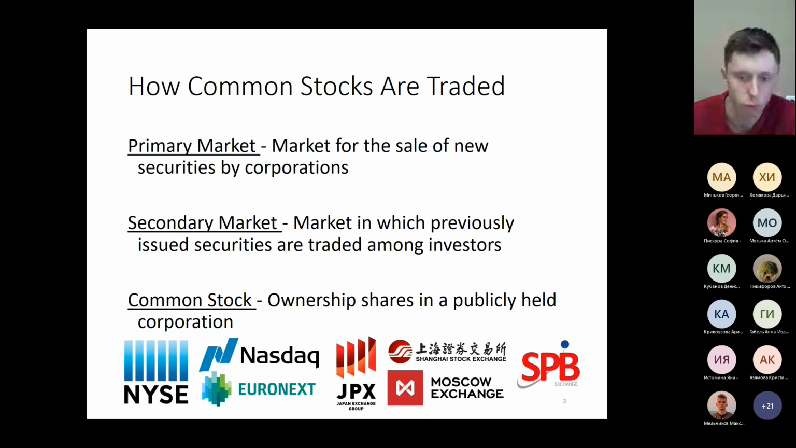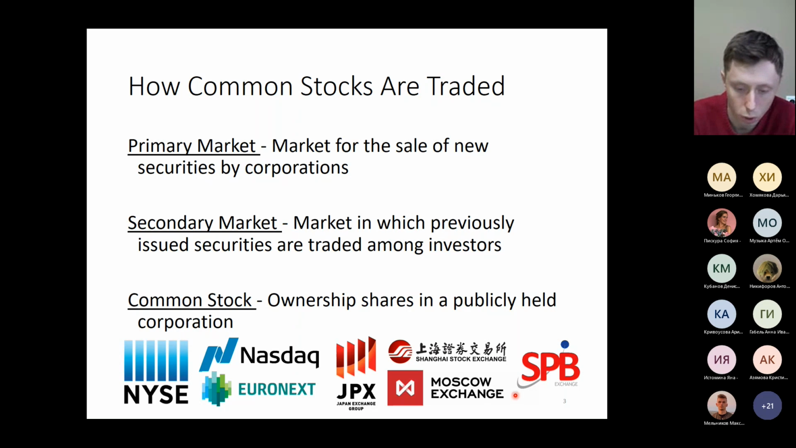First of all, we will talk about what the common stock is. The common stock is the ownership right to a publicly traded firm. There are multiple exchanges. Here I mentioned some of them: New York Stock Exchange, NASDAQ, European Exchange, Japanese, Shanghai, and two exchanges in Russia.